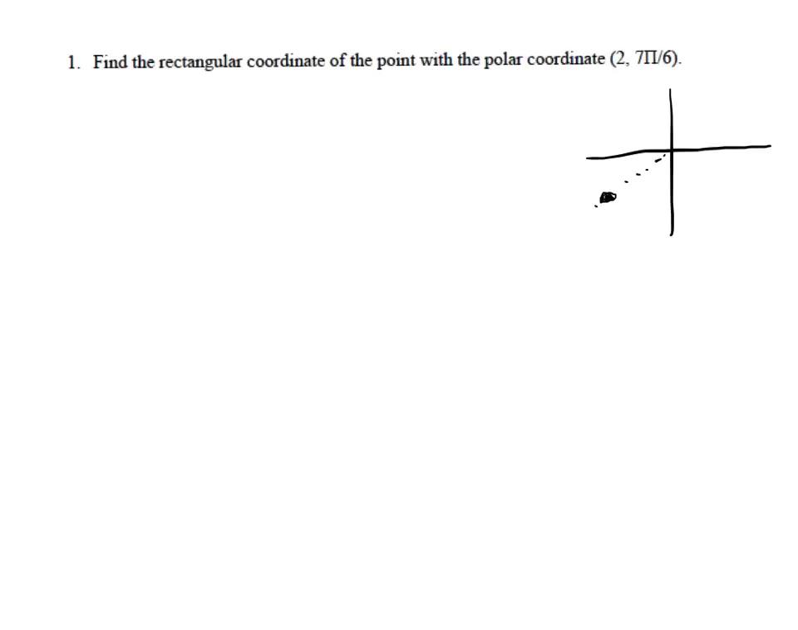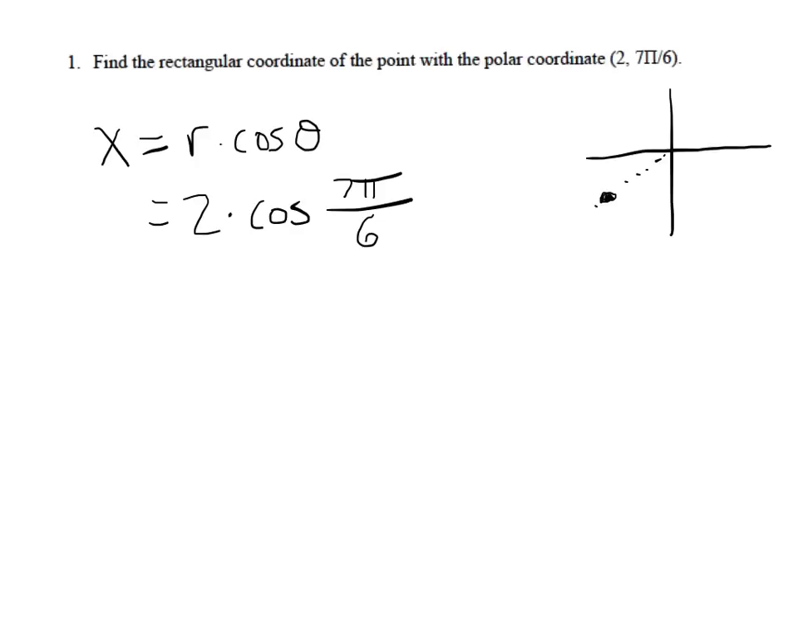So according to the rules that we have in that box, we know that x equals r times cosine of theta. So if we plug in our values, I would get 2 for r and cosine of 7 pi over 6.